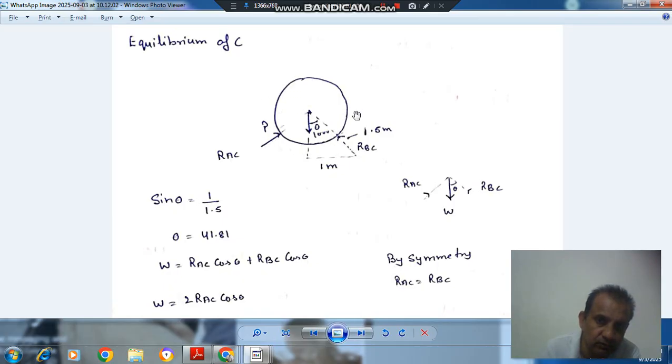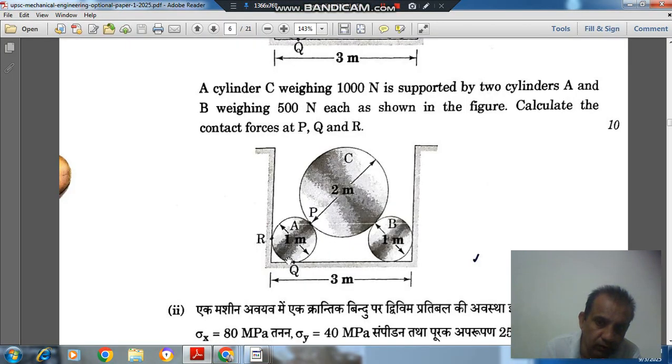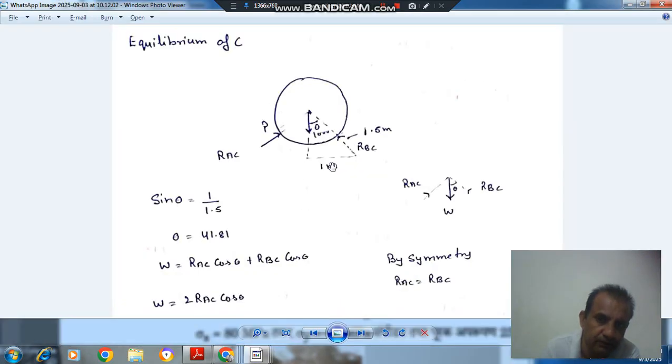Diameter of cylinder C is 2 meters, so radius will be 1 meter, and diameter of cylinder B is 1 meter, so half of it will be 0.5 meters. So this dimension will be 1.5 meters. Total dimension is 3 meters, so half of it will be 1.5 meters. If we subtract this 0.5 meter, then the center of C and center of B horizontally will be at a distance of 1 meter. So this is 1.5 meter, this is 1 meter.